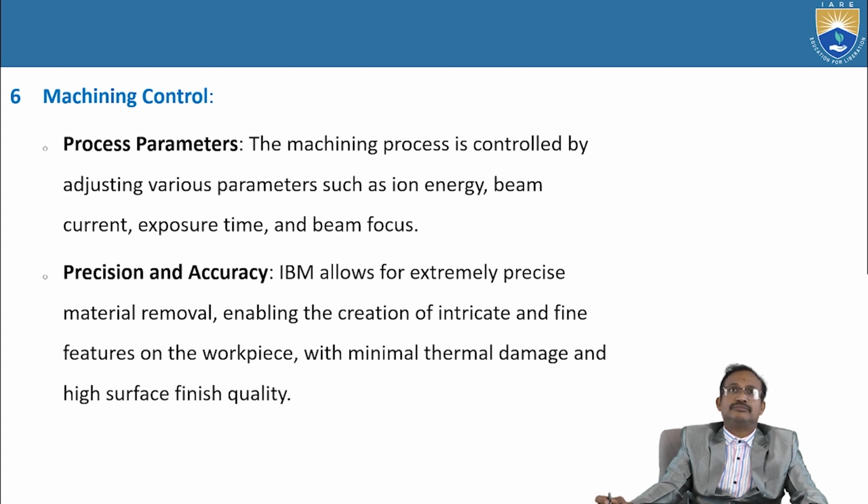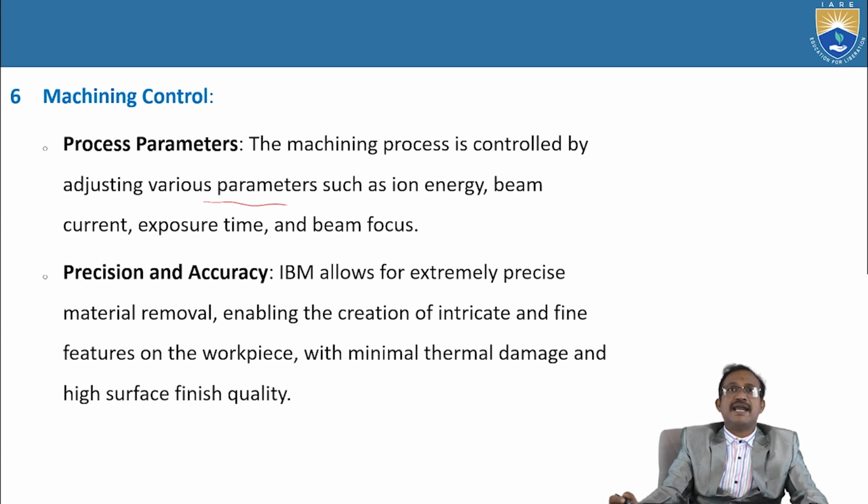Machining control. Process parameters. The machining process is controlled by adjusting various parameters such as ion energy, beam current, exposure time, and beam focus. Let us see one more time. First one is ion energy, beam current, exposure time, and beam focus. Out of all, the ion energy is the important and first-most one.